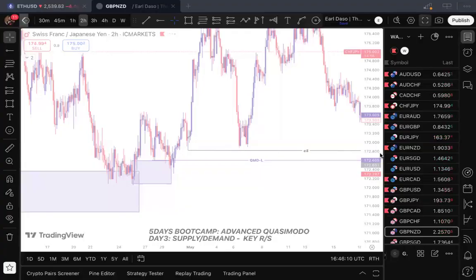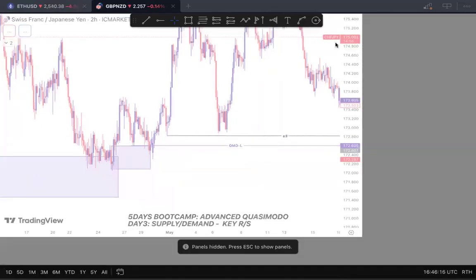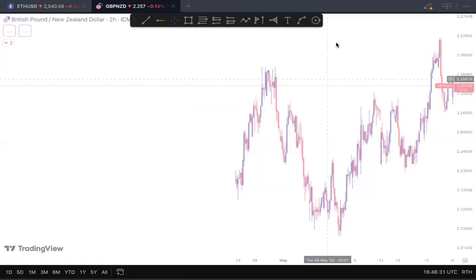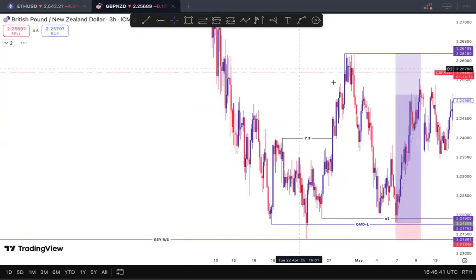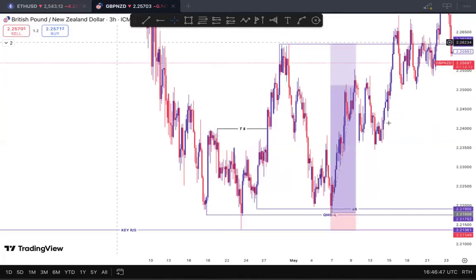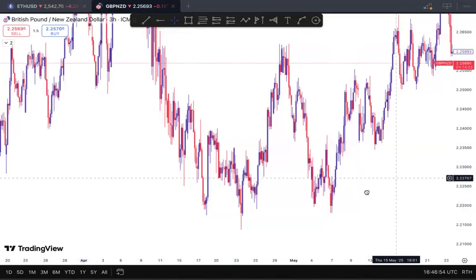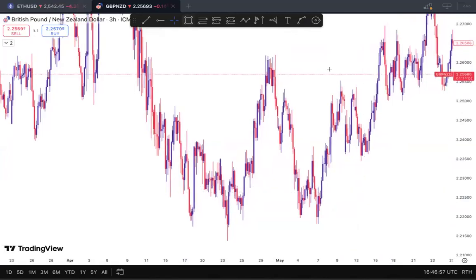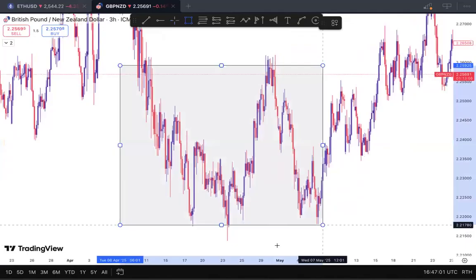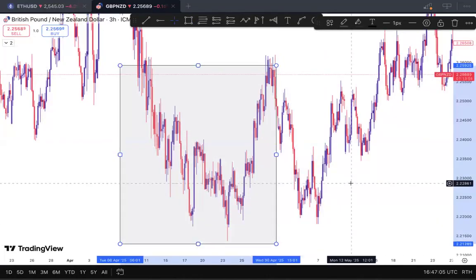So let's look at GBP NZD. Okay, so I'm going to take off all this so that we can analyze together. Now let's look at this zone. This is the zone we are looking at.